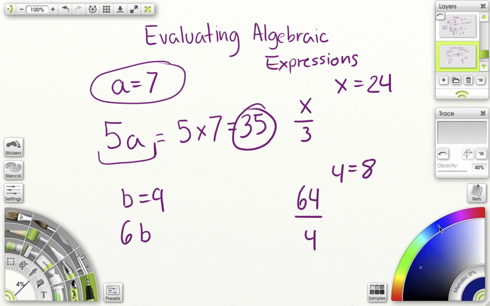So let's do a few more practice problems. In this case, we have 6b and b is equal to 9. So how we solve this is 6, we move that over, and 6b we know is a multiplication problem, so we put in our multiplication symbol, and then we punch in our number. So b, we know b is equal to 9. So I do 6 times 9. 6 times 9 is what? 6 groups of 9 is 54. So my answer to this question when b is equal to 9 is 54.